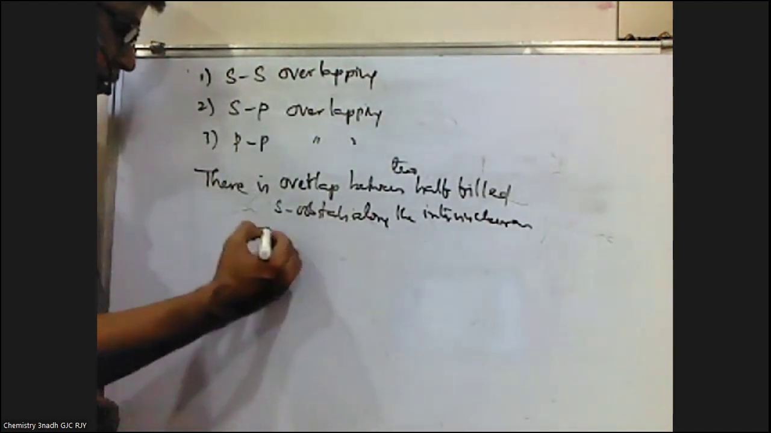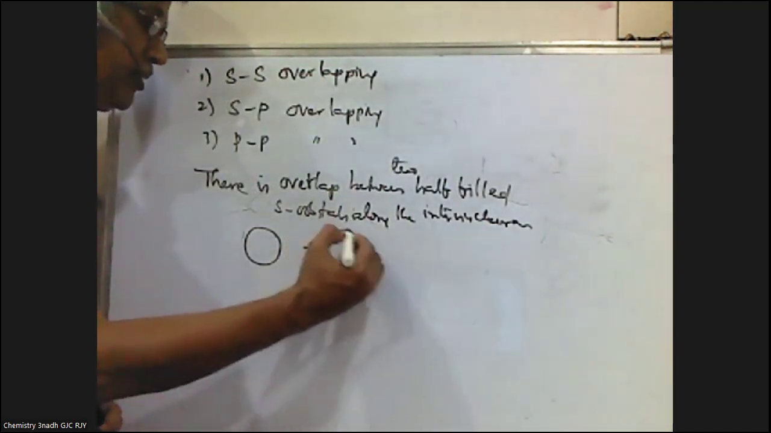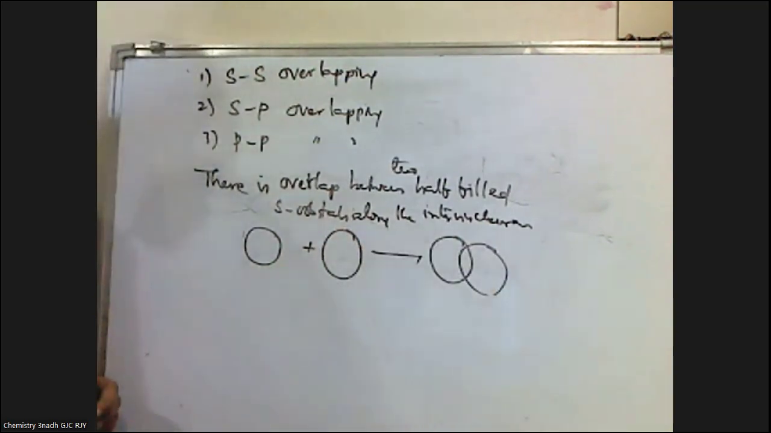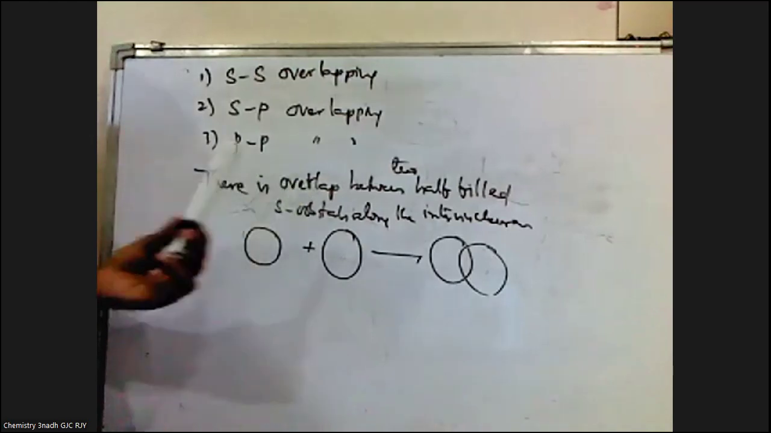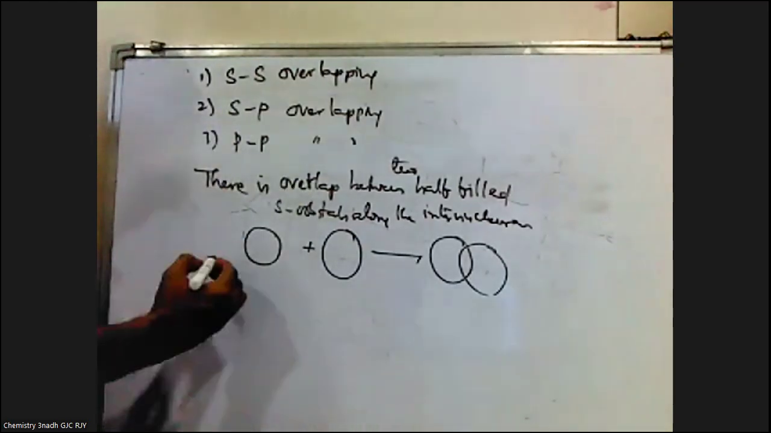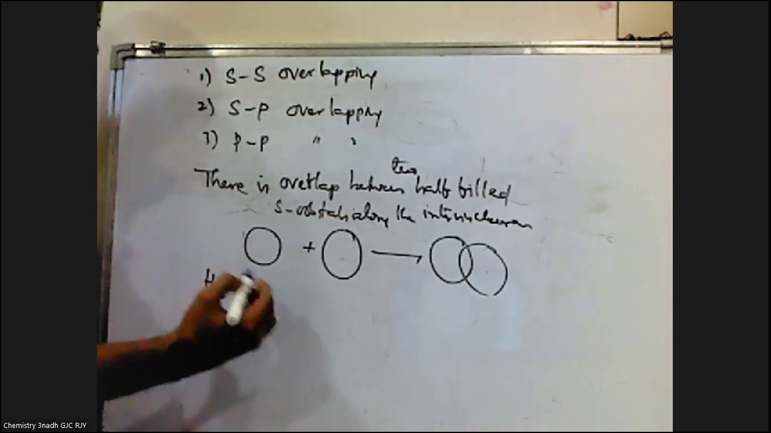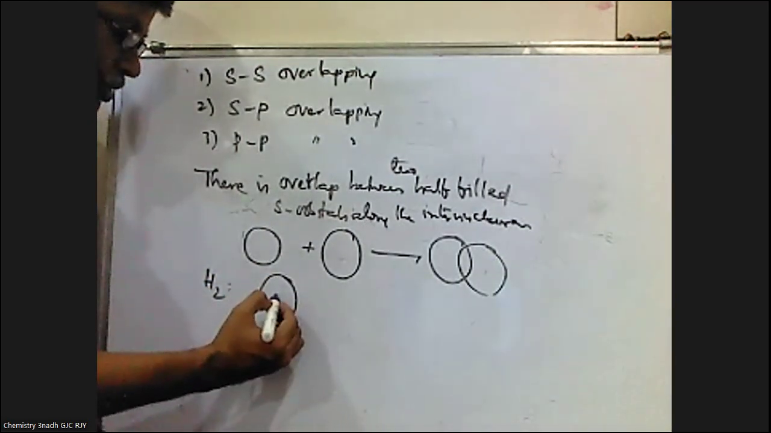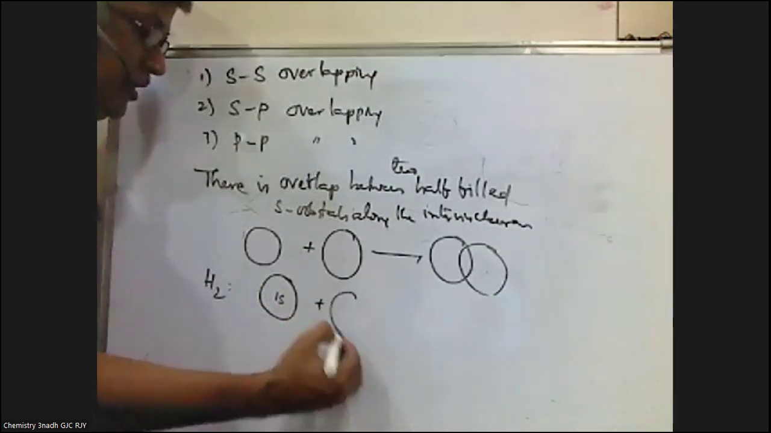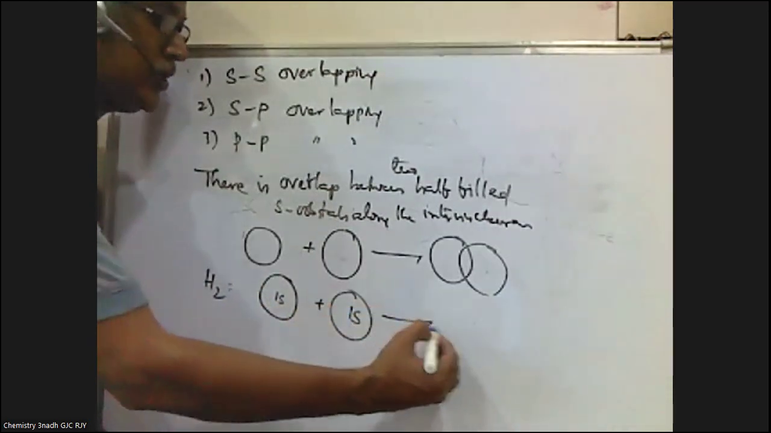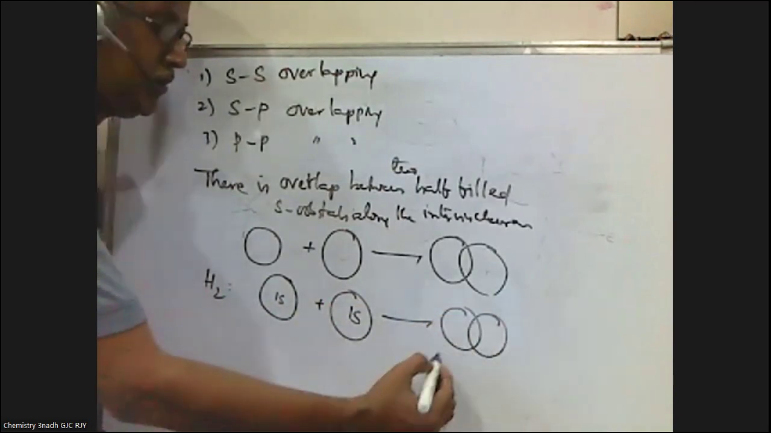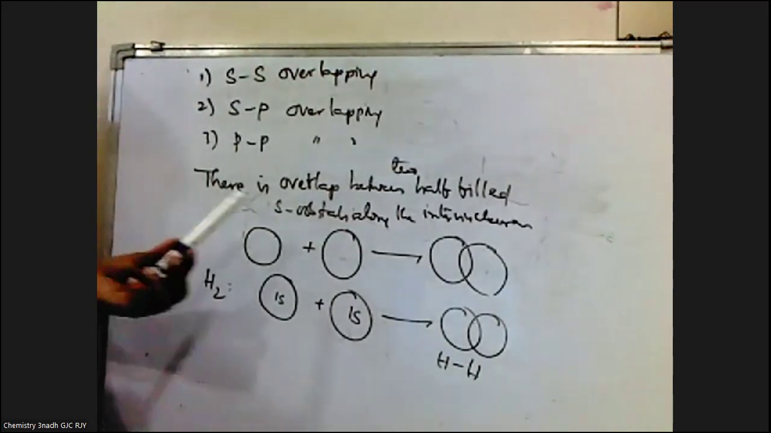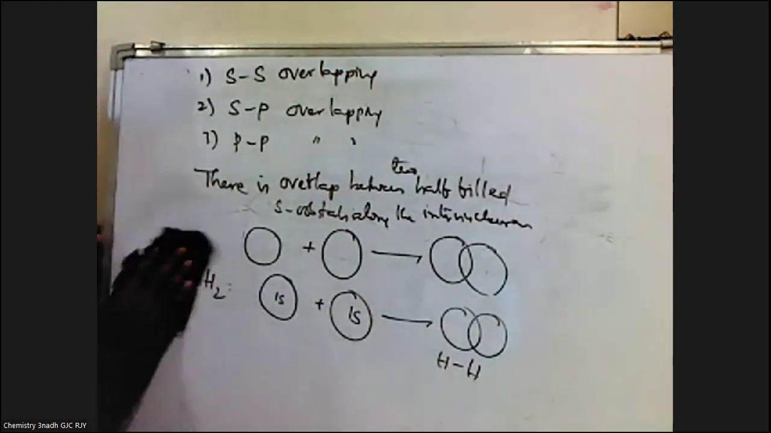So this is the s orbital and this is another s orbital. An s orbital is overlapping with another s orbital. This type of overlapping we call the SS overlapping. SS overlapping can be observed in the formation of the hydrogen molecule. In the H2 molecule, the 1s orbital of hydrogen overlaps with the 1s orbital of another hydrogen and forms the H-H covalent bond. This is called SS overlapping.